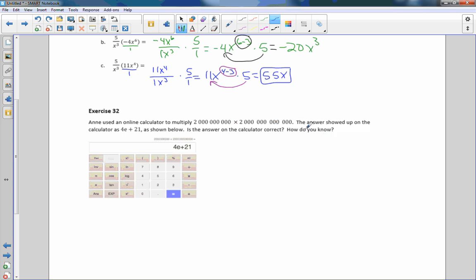How do you know? Okay, so first thing I do is look at the numbers that are not zeros. 2 times 2 is simply 4. So I'm okay with that. E is scientific notation, which tells you how many decimal places to move to the right. And this has 21. So this is 4 point blah blah blah, however many zeros there are.